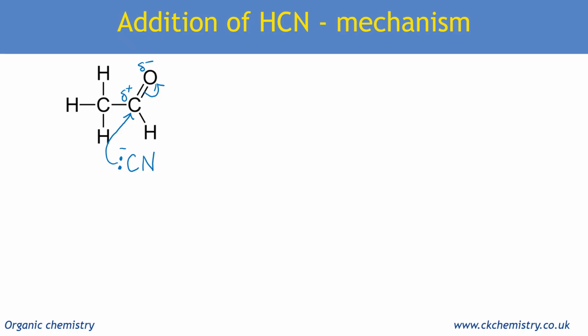Double bond opens up. So we get our intermediate. I'm just going to write CH3 here. This now becomes a negative charge. This becomes a H and this becomes a CN.